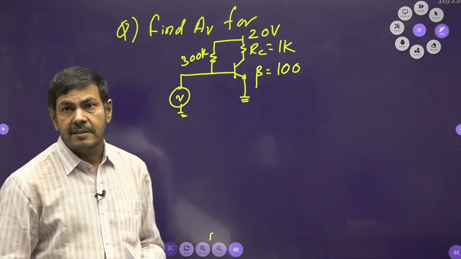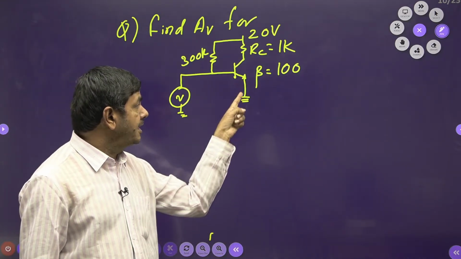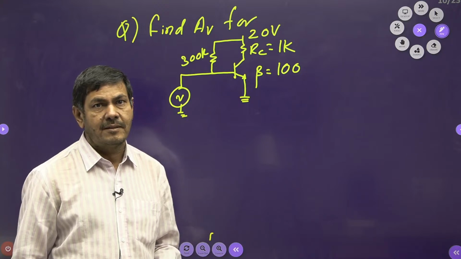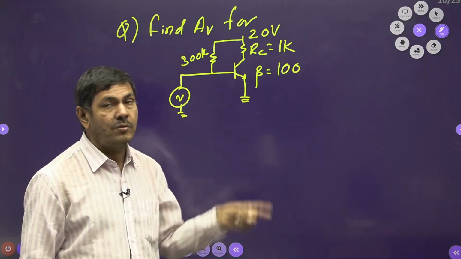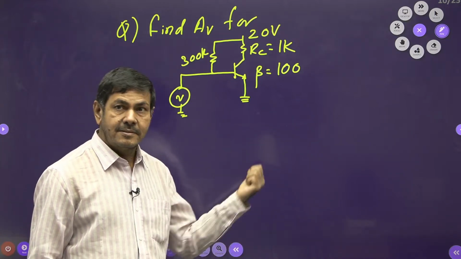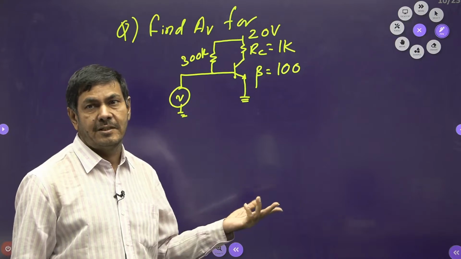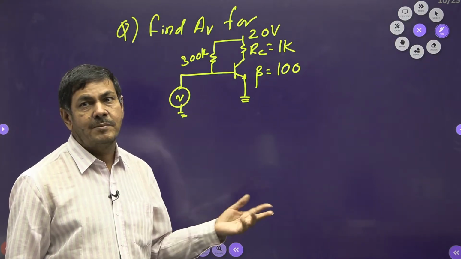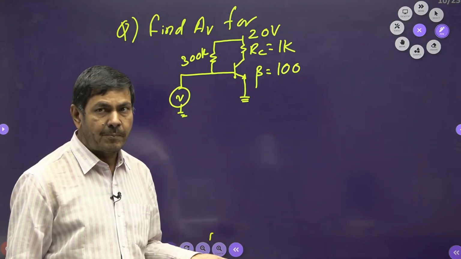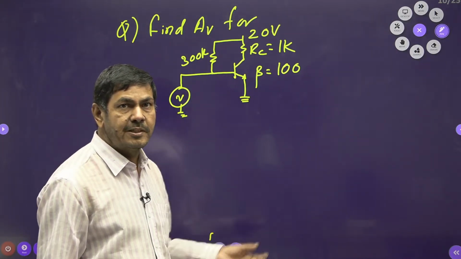This is a type number 2. Why is it type 2, sir? The emitter is directly connected to the ground. What model will you apply? Type number 2 and type 1 are the same now. The formulas you applied for type 1 and type 2 remain the same.